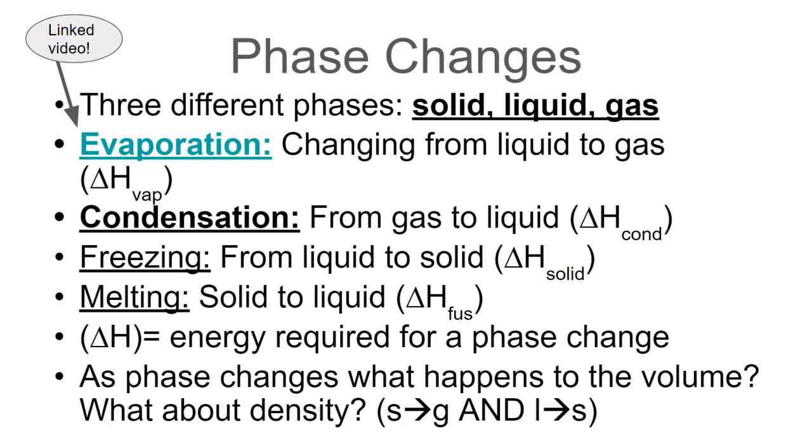Now, as phase changes, what happens to volume? Going from solid to a liquid to a gas, particles are getting farther apart. So your density is going from larger to smaller. When you're going from a liquid to a solid, your particles are getting closer. You're getting more dense because you're getting a smaller volume.